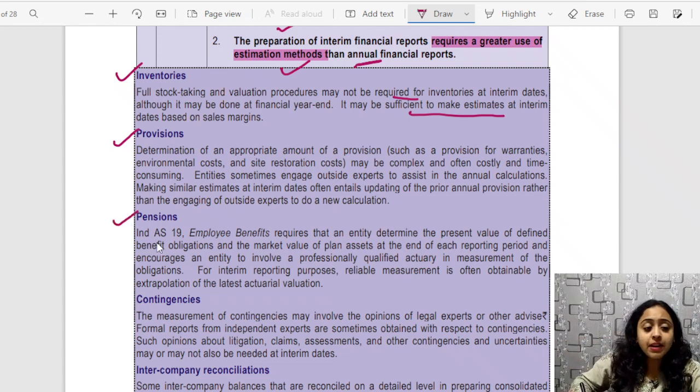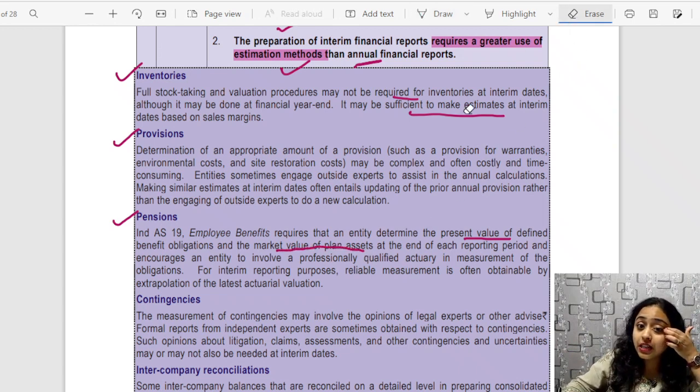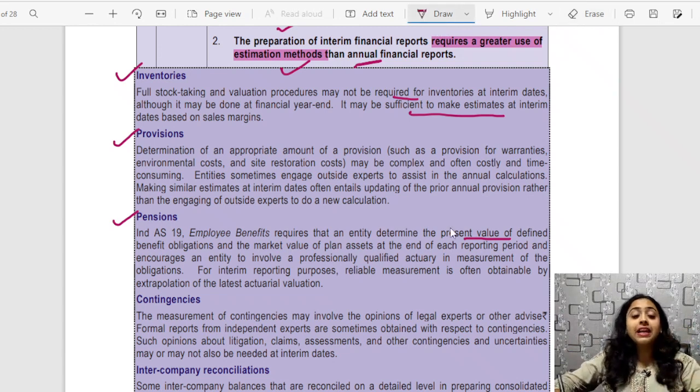Pensions, for example, Ind AS 19 tells you that employee benefit requires that an entity determine the present value of defined benefit obligations and the market value of plan assets. Okay, this is a provision. Might be you will not understand over here, but I will try to make it clear that Ind AS 19 says that any defined benefit obligation that you have to make, this is your obligation that you have to make a payment, so you make a provision for that.